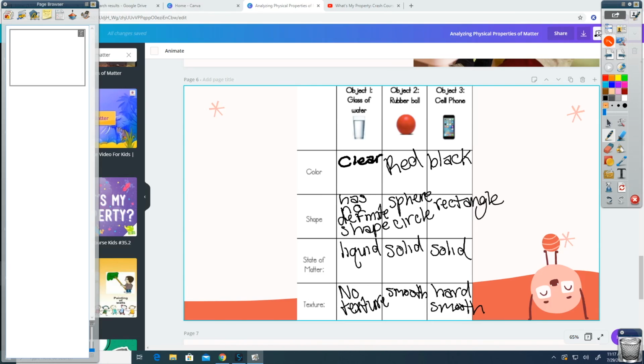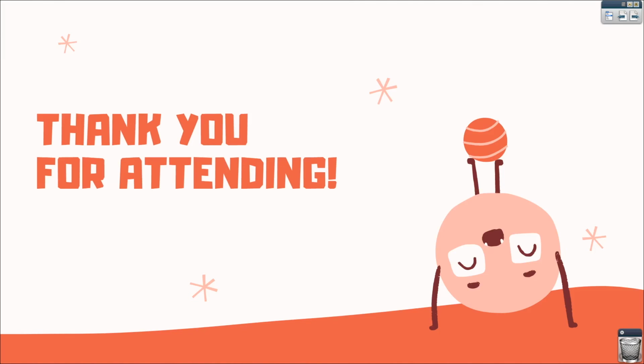All right, so we have just analyzed the physical properties, not all of them, but some of the physical properties of these forms of matter, these objects. So we went over the terms, we went over what physical properties are, we've analyzed them, and I hope you guys have learned a lot today, and I hope you enjoyed this lesson.